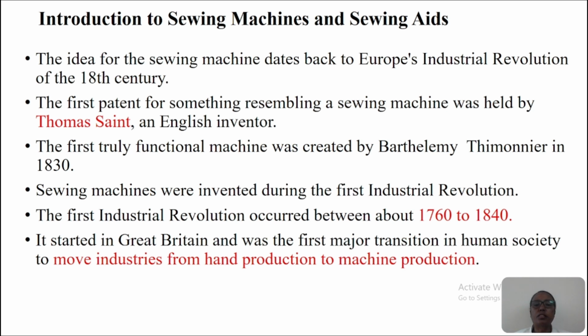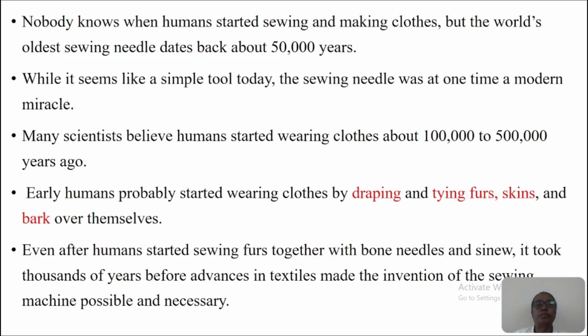The sewing machine was invented during the first industrial revolution, which occurred between about 1760 and 1840. It started in Great Britain and was the first major transition in human society, moving industry from hand production to machine production.